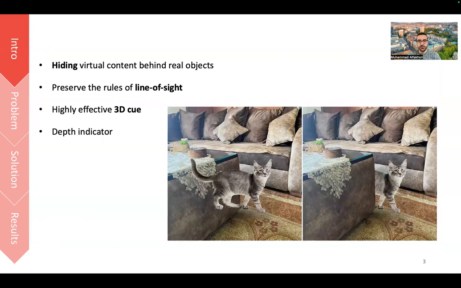So what is actually occlusion? With occlusion, we mean hiding some part of the digital object in order to preserve the line of sight. As you can see in the image on the left where we have no occlusion at all, the cat is actually floating. But when we cut some part of this image, you can see the cat is actually between the two sofas. And research shows it's highly effective as a 3D cue and a very good depth indicator.